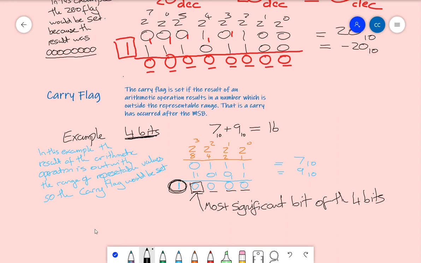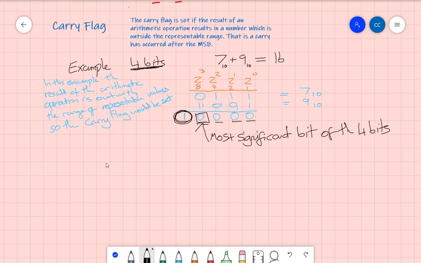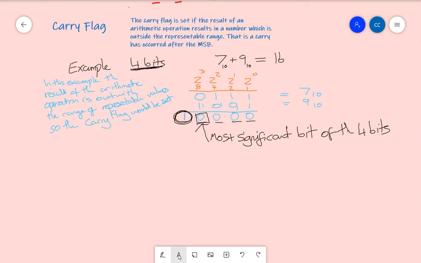Right, now let's have a look at the next flag, which is the overflow flag. It's quite interesting.